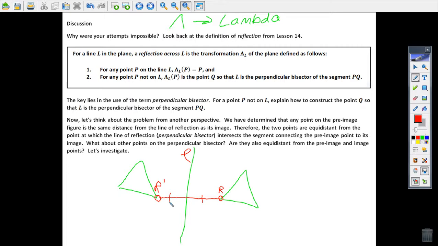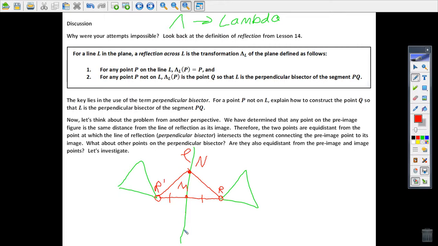So what if, instead of placing this point M here, we placed the point over here and called it N? Would R prime to N and N to R be the same distance? Yes. Anything on that line would be the same distance. So does it matter where I place my point on the line of reflection when I'm comparing that? And does it matter which vertex I pick in the pre-image and the image to correspond?